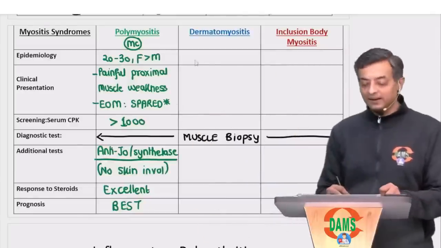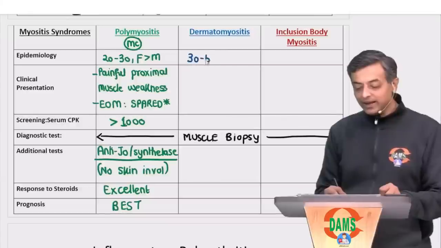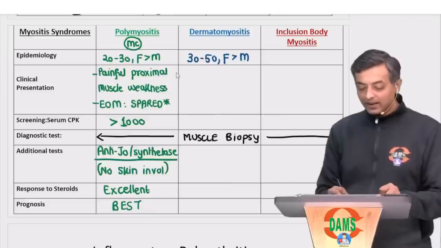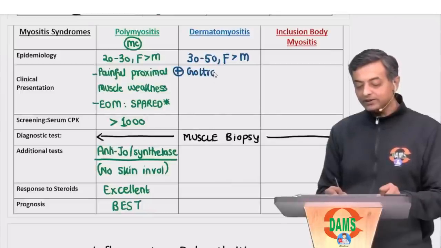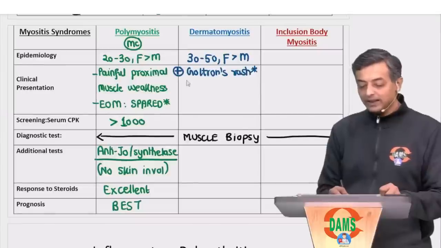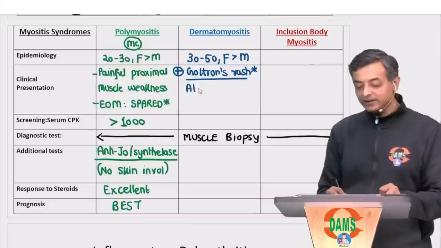Dermatomyositis, on the other hand, affects middle-aged females. Along with weakness, the patient comes with Gottron's rash, which is most specific. They can also present with the V sign or the shawl sign.